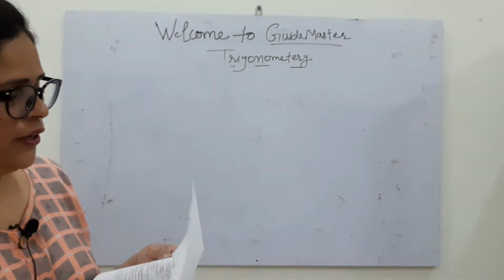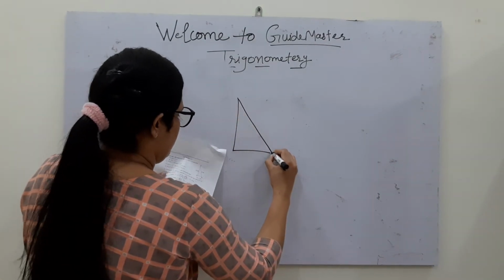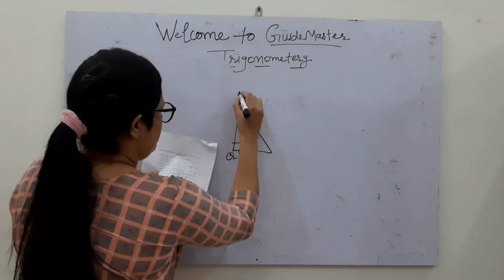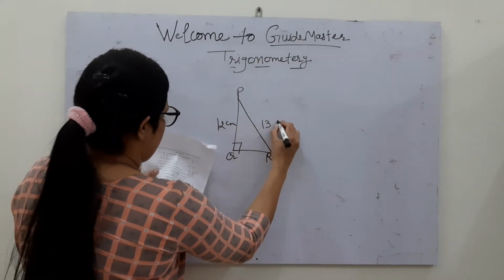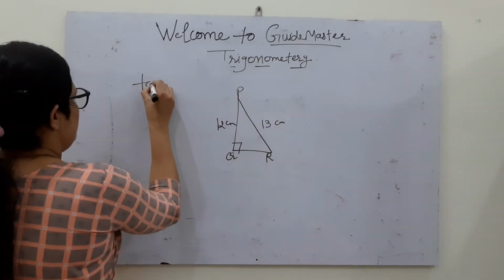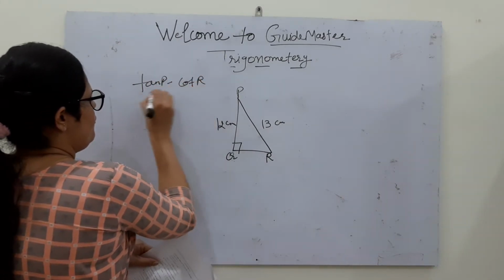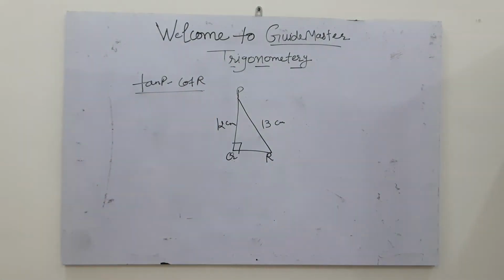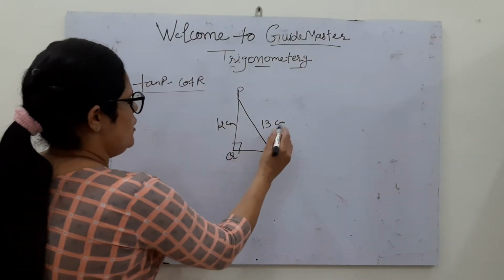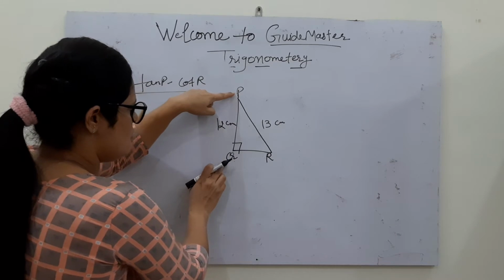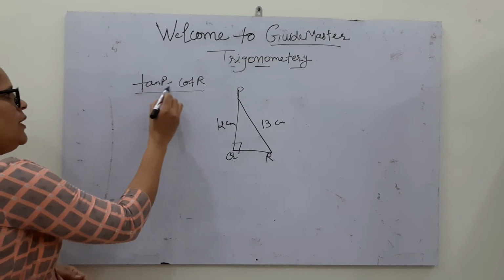Next question is, the figure is given like this. It is a right angle triangle PQR, right angled at Q, and PQ is given 12 centimeter and PR is 13 centimeter. We have to find tan P and cot R.